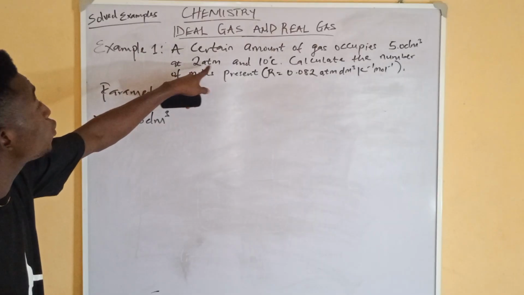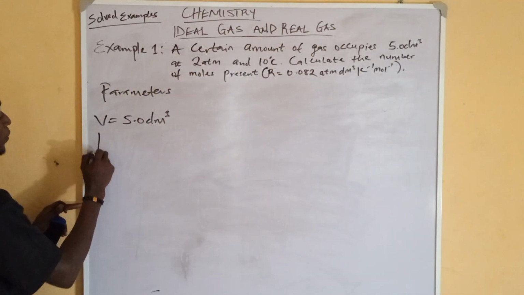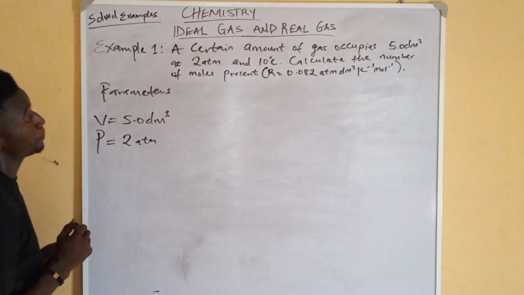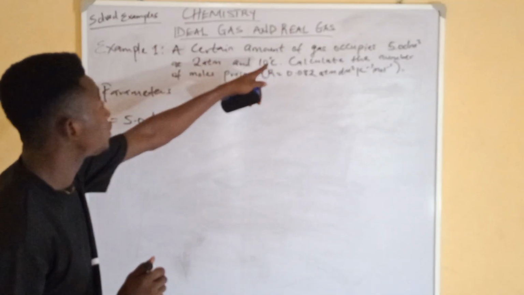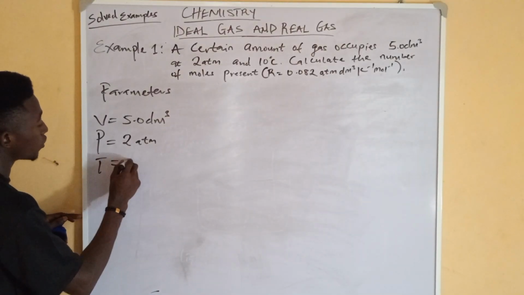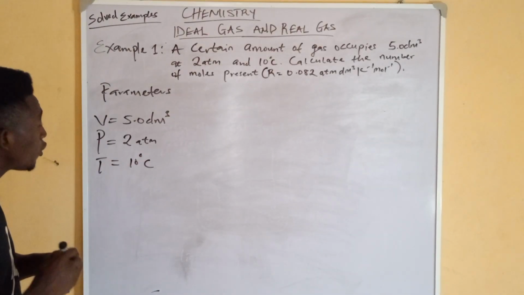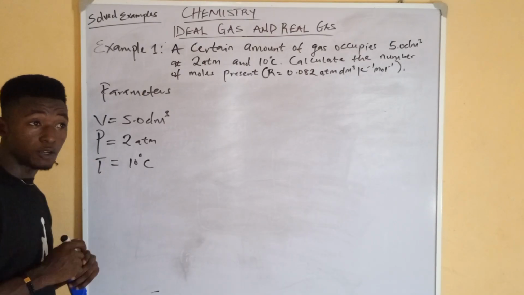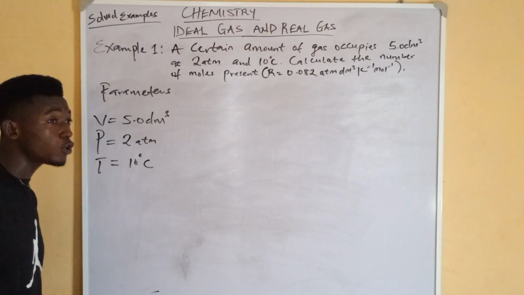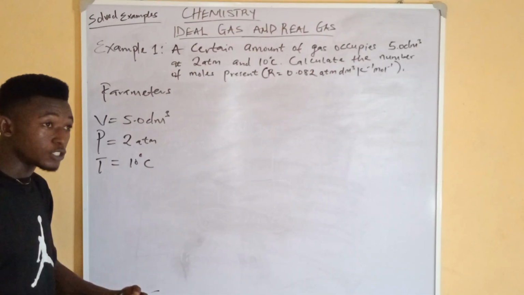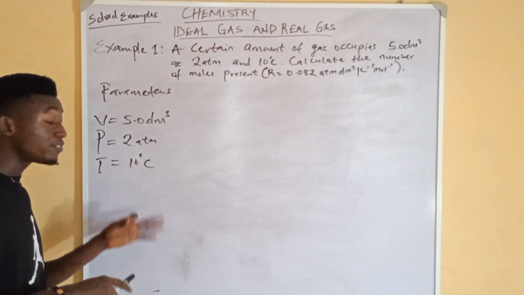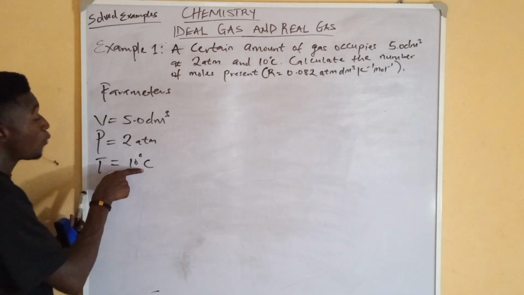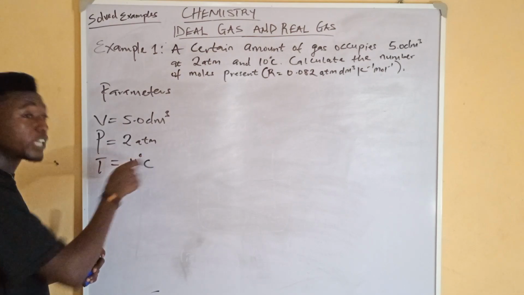All right, so 2 atm. 2 atm represents which parameter? It is our pressure, P, at 2 atm, and T, temperature, here is 10 degrees Celsius. But we are not going to use this temperature at 10 degrees Celsius, because the temperature unit can be in degrees Celsius, in Kelvin, or in Fahrenheit. In calculations, it is usually advised that we convert from degrees Celsius to Kelvin.